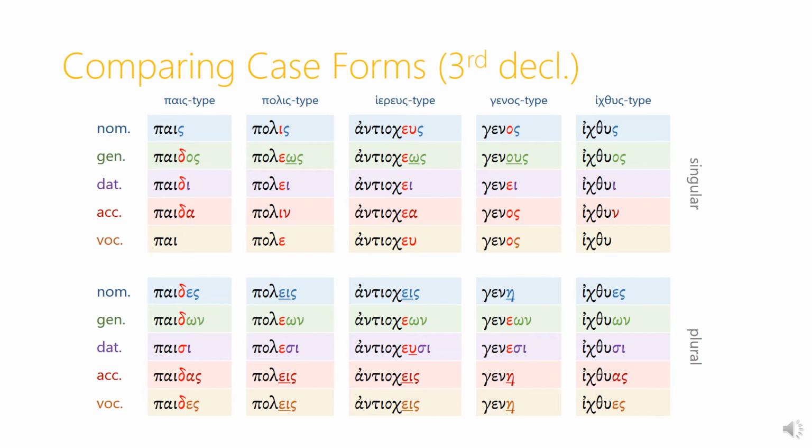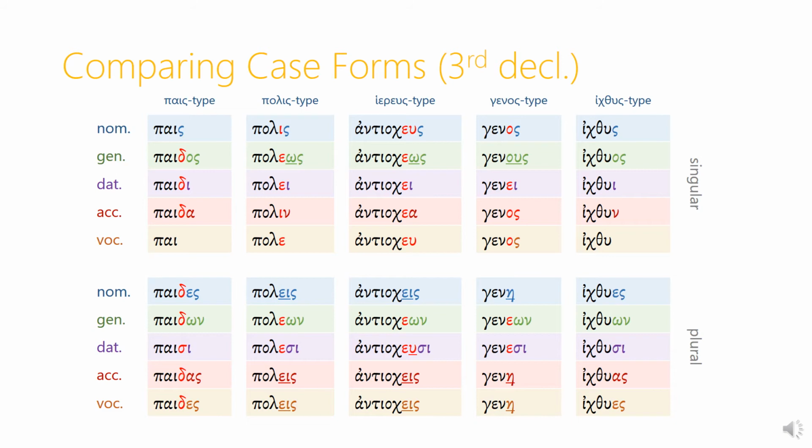So it's just paisi. In the polis type, the dative singular is polei, and that's easy to remember if you keep in mind that the real stem of polis is pole, with an epsilon on the end. So all we're doing there is putting an iota on the end of the real stem.